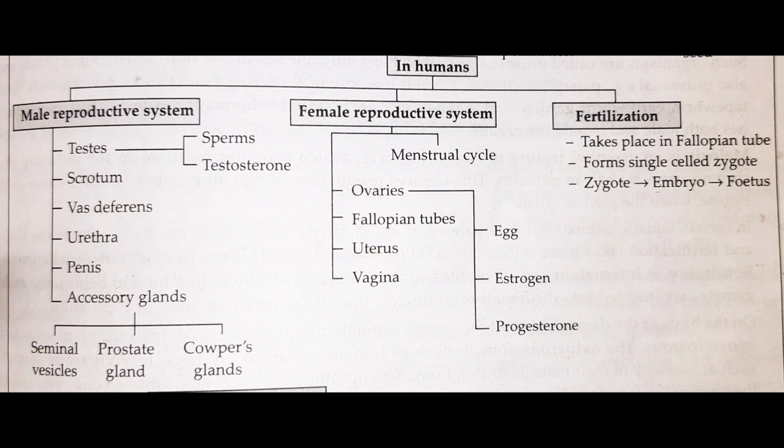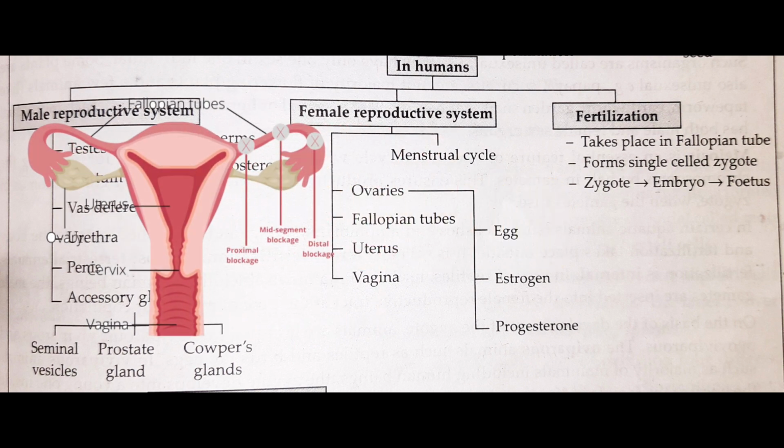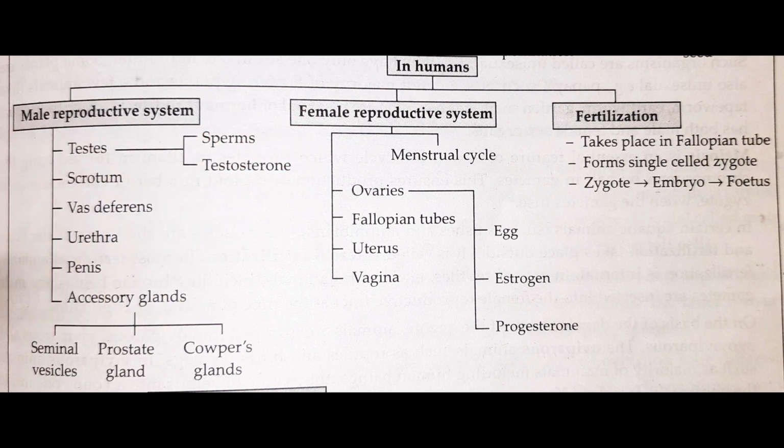Next is female reproductive system: ovaries, fallopian tubes, that is oviducts, uterus, vagina. Female reproductive system is more complex as compared to that of males. Ovaries. Each human female contains two almond-shaped ovaries located in the lower part of abdominal cavity near the kidneys. Each ovary is connected by a ligament to uterus.